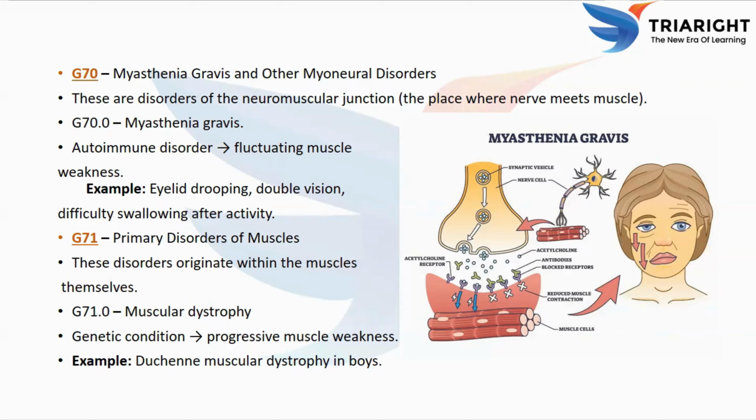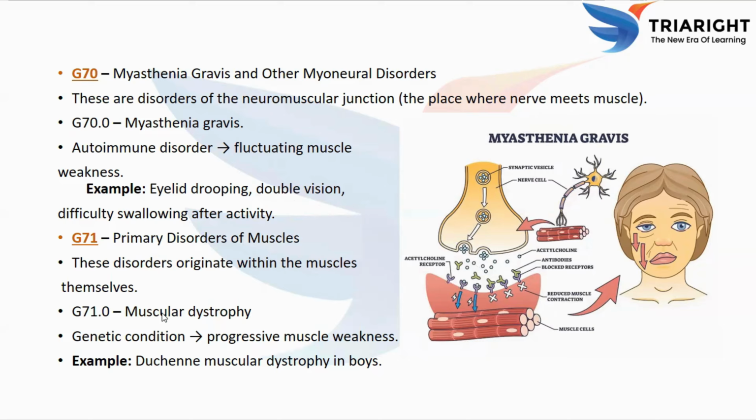So next, coming to the G71 code. What is it? It's a primary disorder of muscle. So these conditions originate within the muscle itself, not the nerve. The name itself gives you the clarity. They usually involve problems in muscle fibers, muscle proteins, or muscle metabolism.